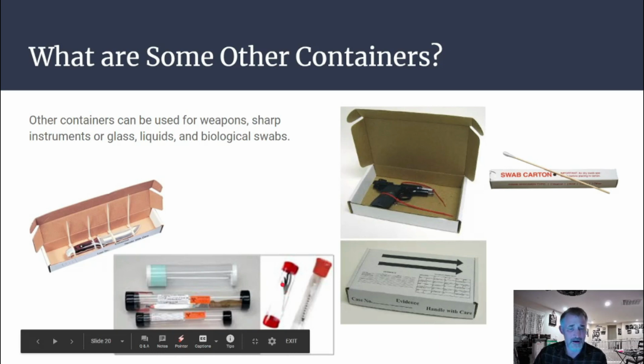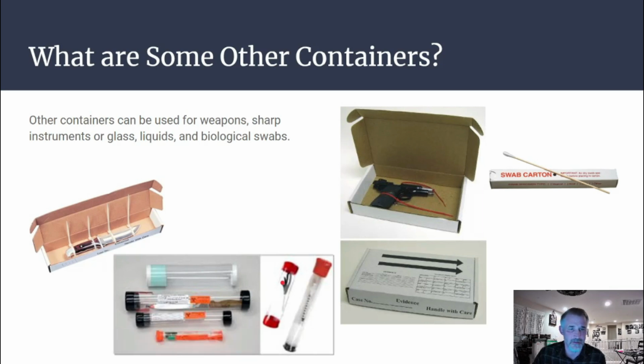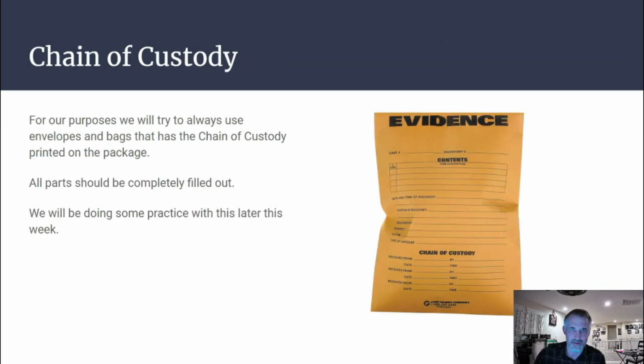You could have packaging glass, like panes of glass in certain ways, usually between a couple pieces of cardboard, and they seal it that way. Liquids would obviously be in something that can hold liquids, right? And then biological swabs. So over here is like a biological swab. So if you're doing a swab of blood or something like that, you would put it in something called a swab box. Again, box and paper seems to be better for biological substances, which is why they use a box instead of like a plastic container or something like that. So you have all these other containers that you can deal with as well.